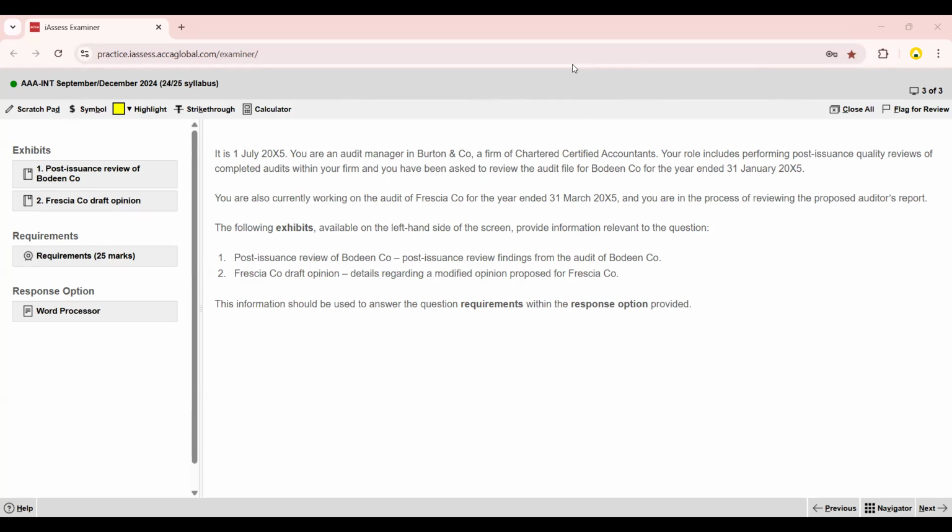So, as we discussed in yesterday's class, today we are going to solve the last question of the September-December 24 paper, which is question number 3, Bodeen Company. And most probably, this will be the last practice question of the September 25 ACCA AAA exam session. I hope you all will pass your upcoming exams.